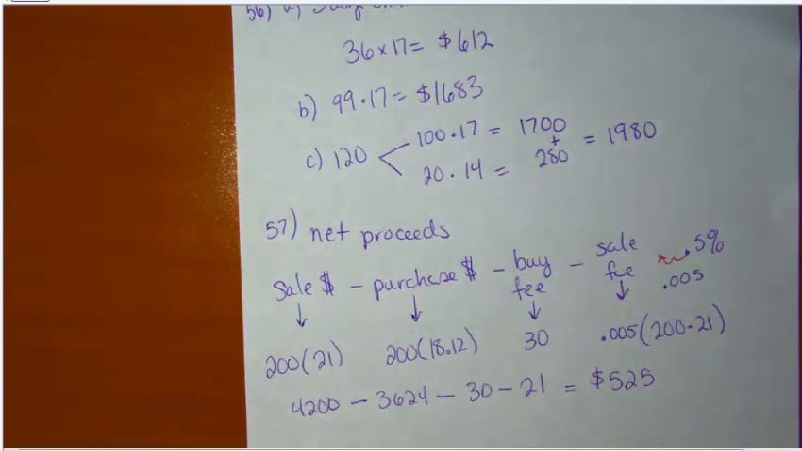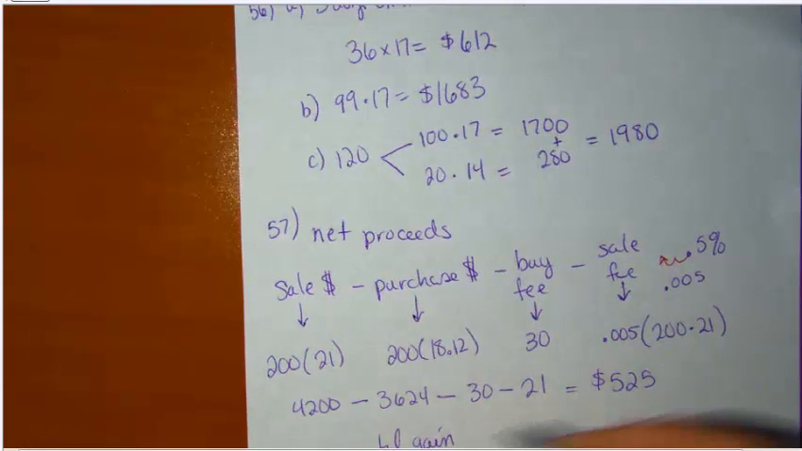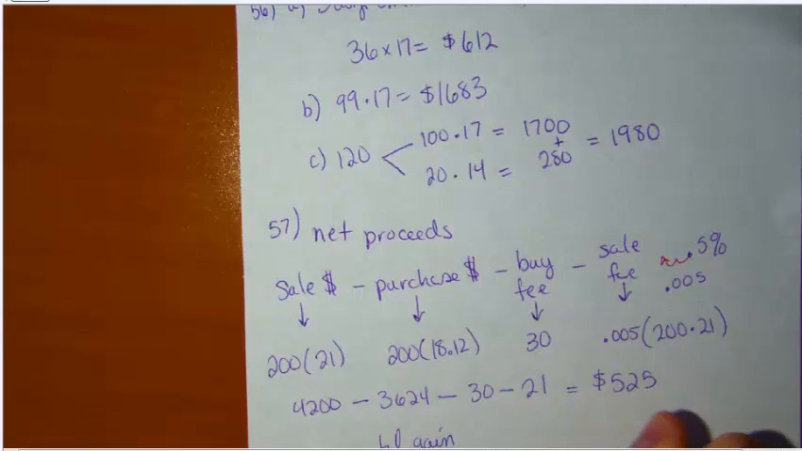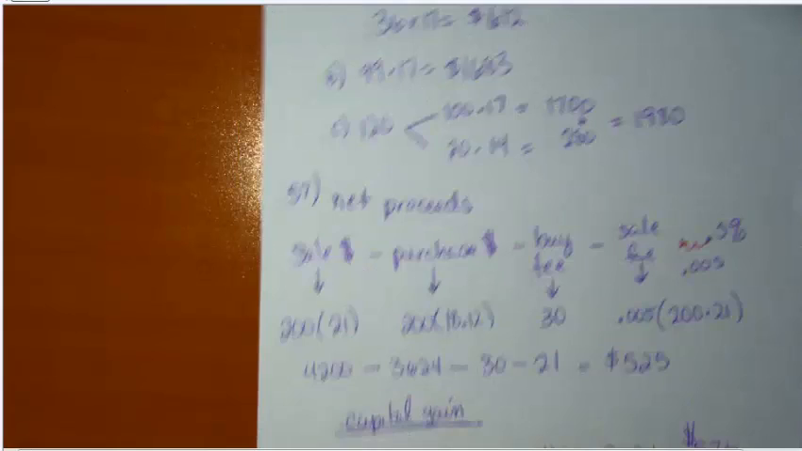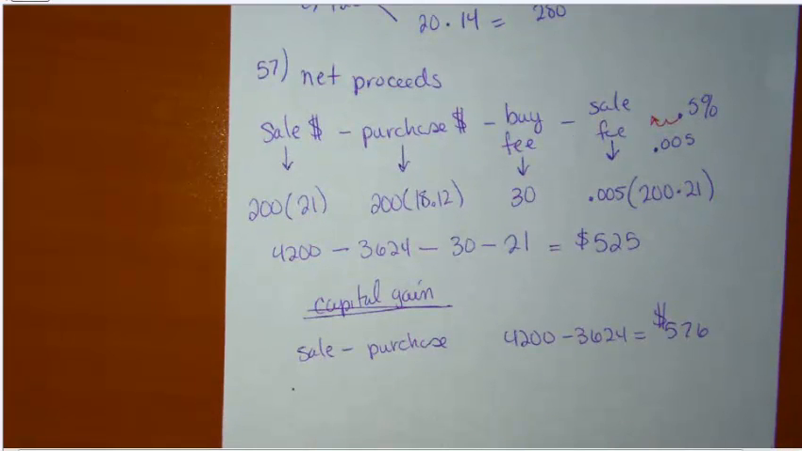That's his net proceeds. Now his capital gain is just the sale minus the purchase. It doesn't take into account the fees. So I do 4,200 minus 3624, which is $576. So your capital gain makes you look like you earned more than you actually did.